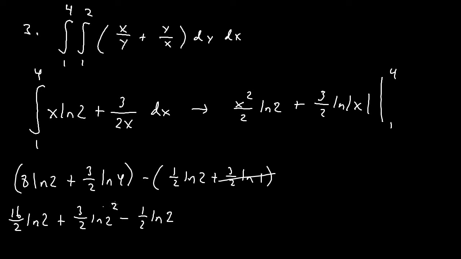Now, using properties of logs, we can take that exponent and multiply it up front. So then I can rewrite it. Instead of 3 over 2, we get 3 over 2 times 2, so 6 over 2 times the natural log of 2. Since they all have the same natural logs, we can just add and subtract the fractions. So 16 over 2 plus 6 over 2 is 22 over 2, and 22 over 2 minus 1 over 2 is 21 over 2. So 21 over 2, natural log of 2 is the final answer.